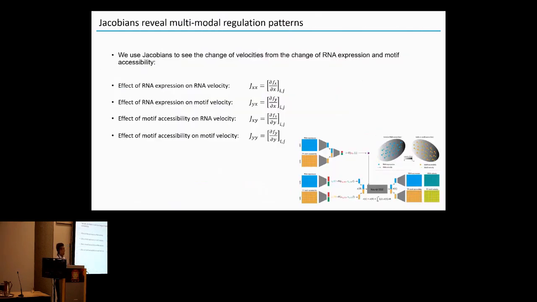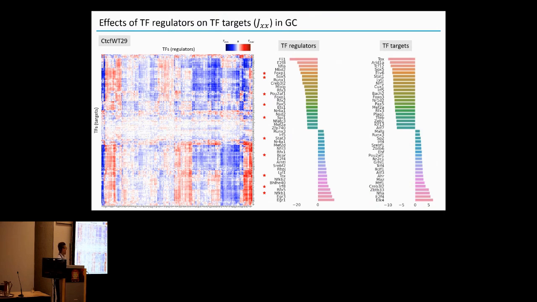After we have these models, we can look at these Jacobians to say something about gene regulation. Here we can talk about four different modalities, because we have expression, motif accessibility, motif velocity, and RNA velocity. We can see the effect of each modality on another, so the effect of RNA expression on RNA velocity, expression on motif velocity, and vice versa. We have all these four Jacobians here. I'm showing just two of them here. This is just the effect of expression on expression.